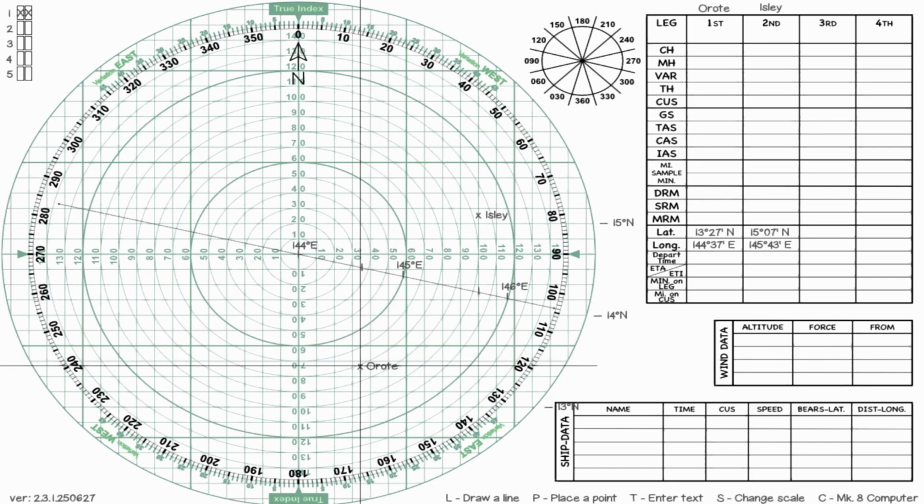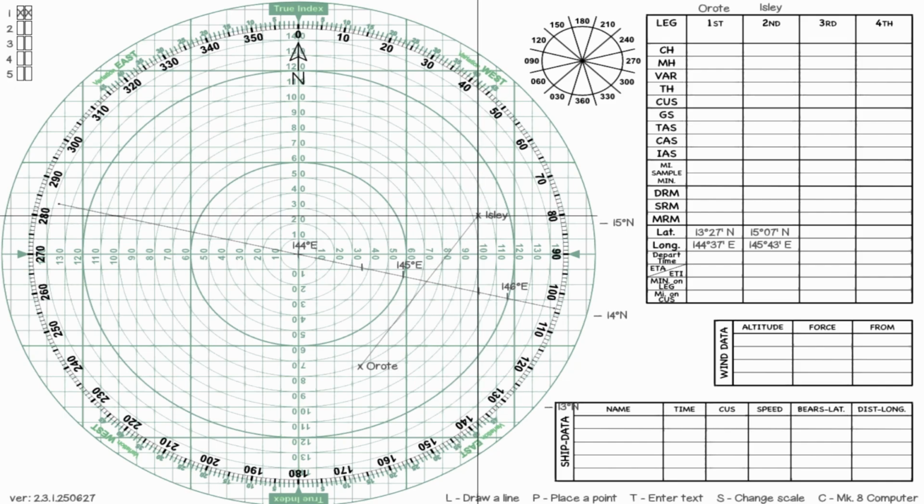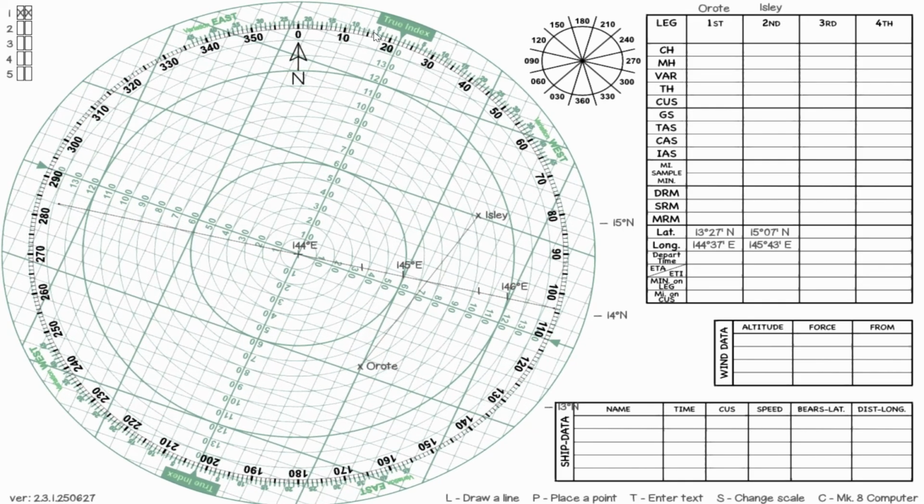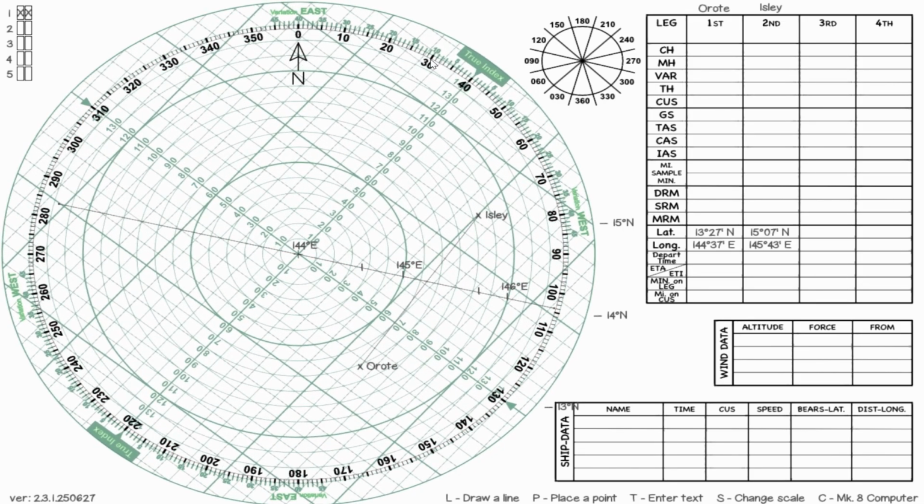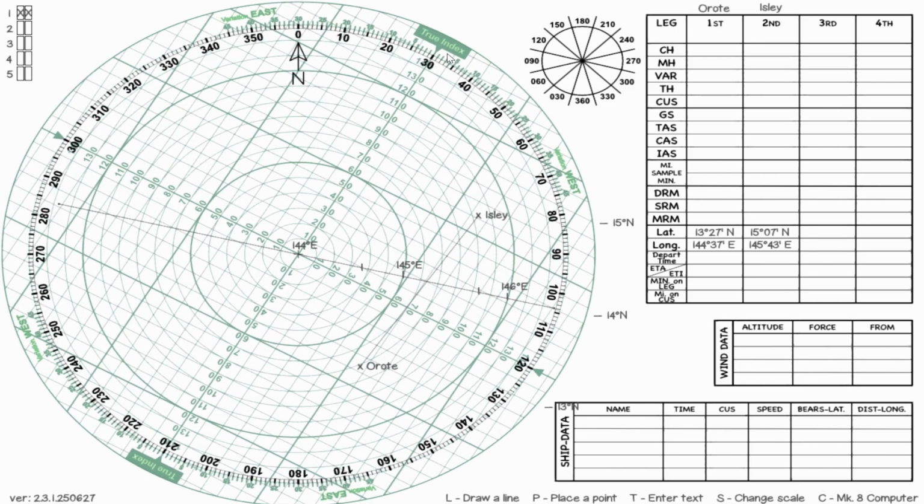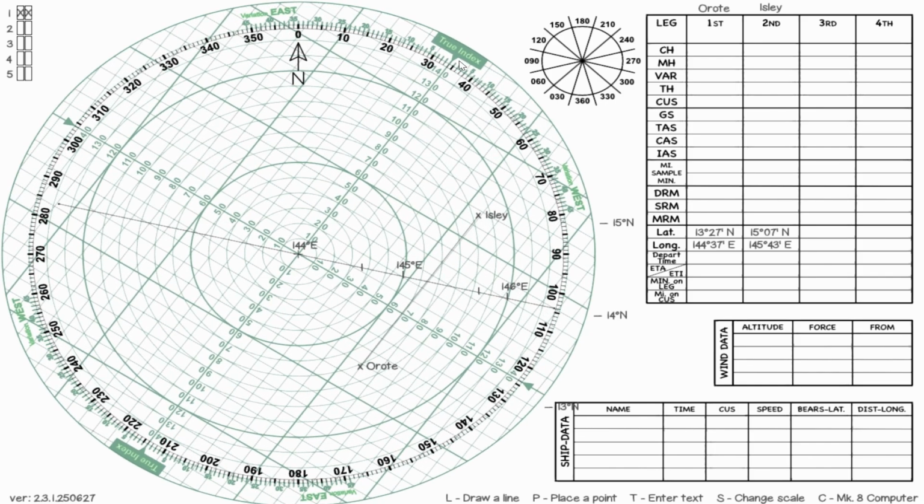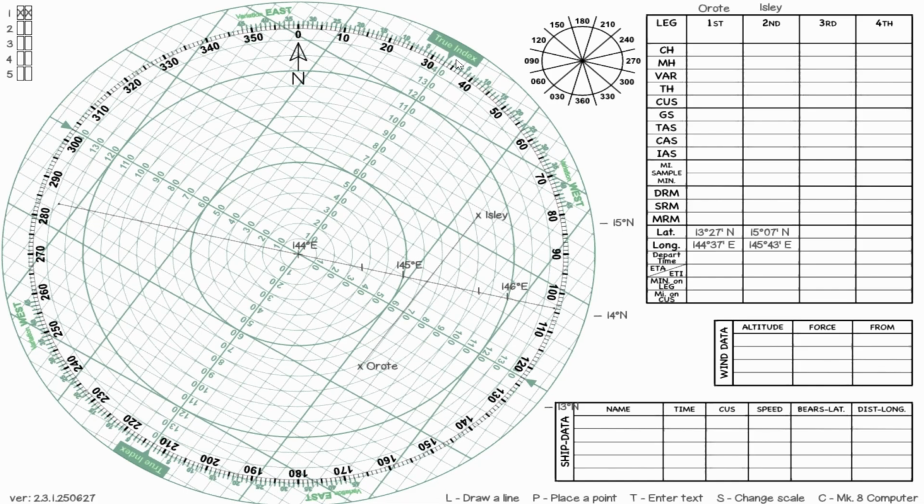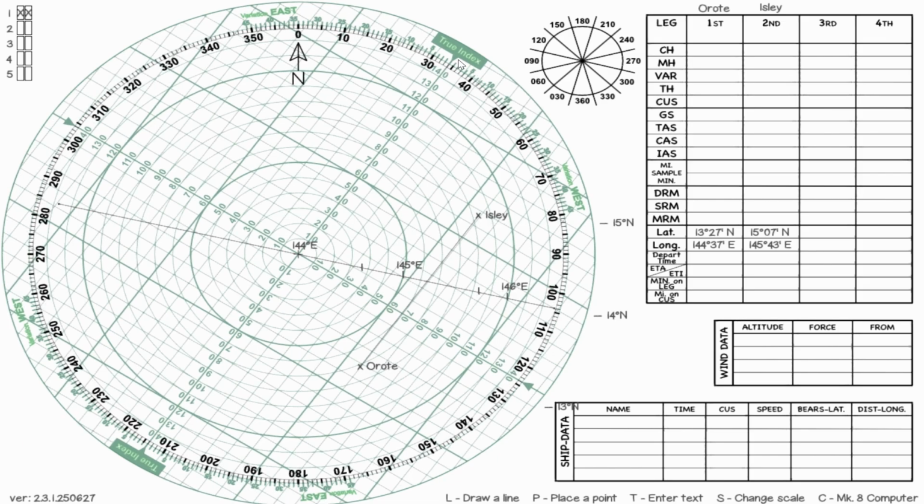We can connect them with a line. This will be our course. So now we only need to measure the course and the distance. And we can do this by just turning the disk again until all the lines are parallel to the line we just drew between Orodi and Islay. And now let's check this, and get it exactly aligned.